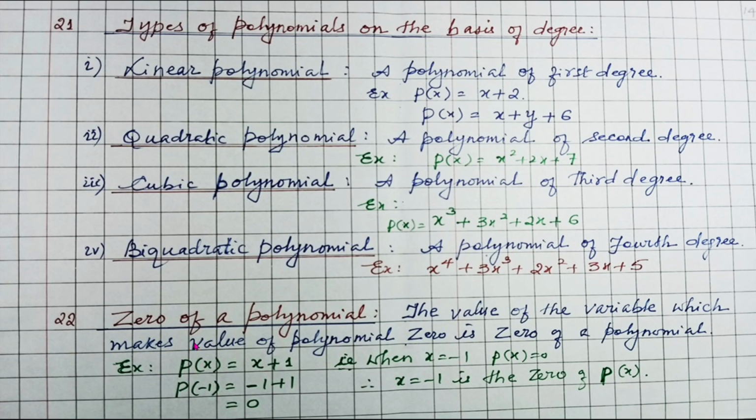Please remember that. Now zero of a polynomial. The value of the variable which makes the value of a polynomial 0 is known as zero of a polynomial. Let us understand the meaning of this.